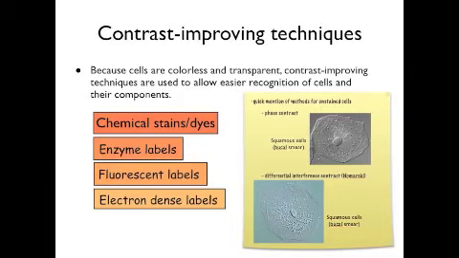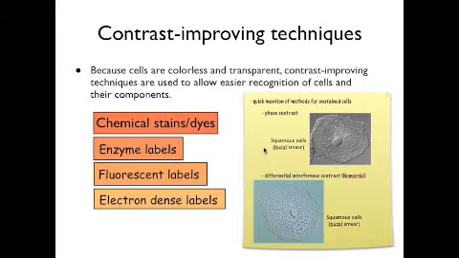Because cells are colorless and transparent, they're practically invisible to the naked eye, even with microscopes. And so contrast-improving techniques are used so that we can recognize the cells and their components. These four are the techniques that I'm going to be talking about: chemical stains and dyes, enzyme labels, fluorescent labels, and electron dense labels.